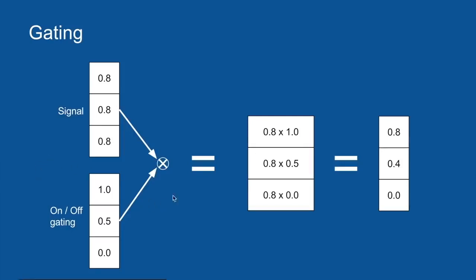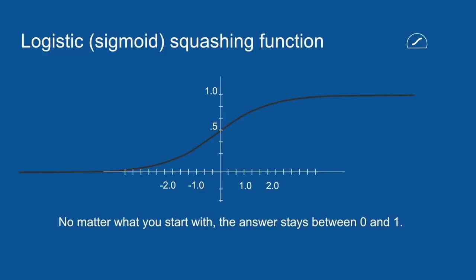And the way this works with element-wise multiplication, we get 0.8 times 1 equals 0.8. That signal passed right through into the output vector. But the last element, 0.8 times 0 equals 0. That signal, the original signal, was effectively blocked. And then with the gating value of 0.5, the signal was passed through, but it's smaller. It's attenuated. So gating lets us control what passes through and what gets blocked, which is really useful.